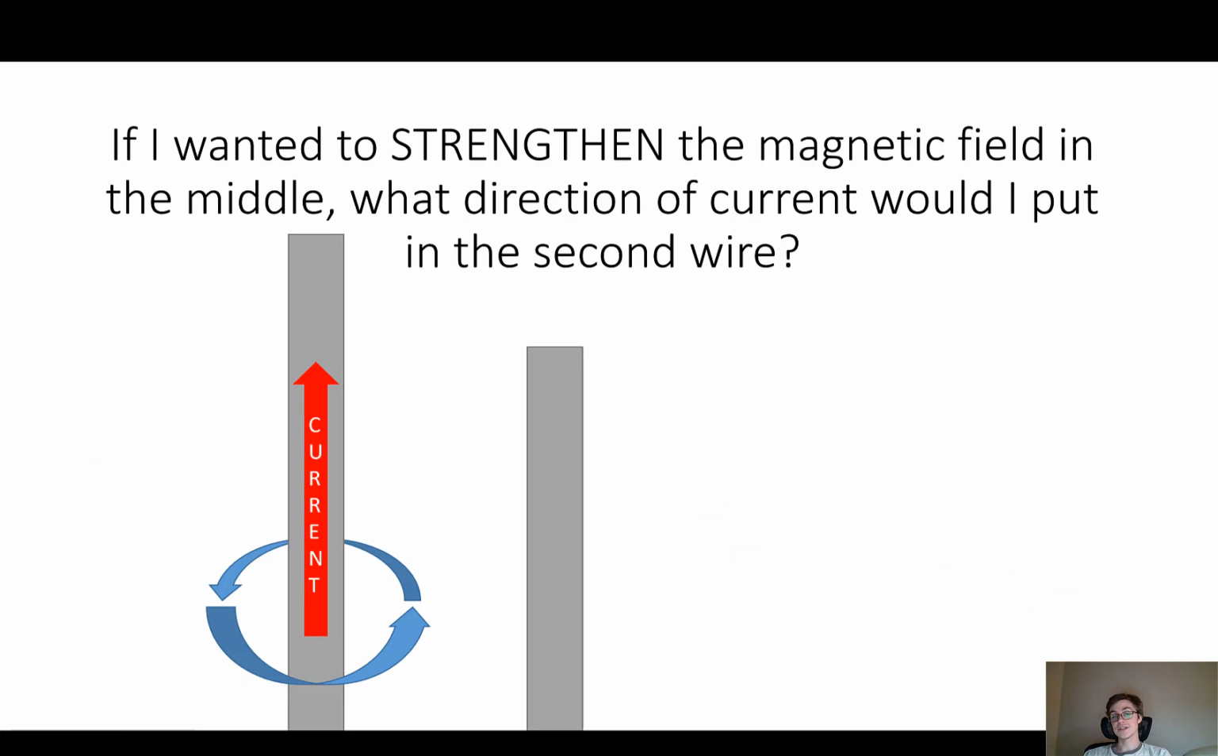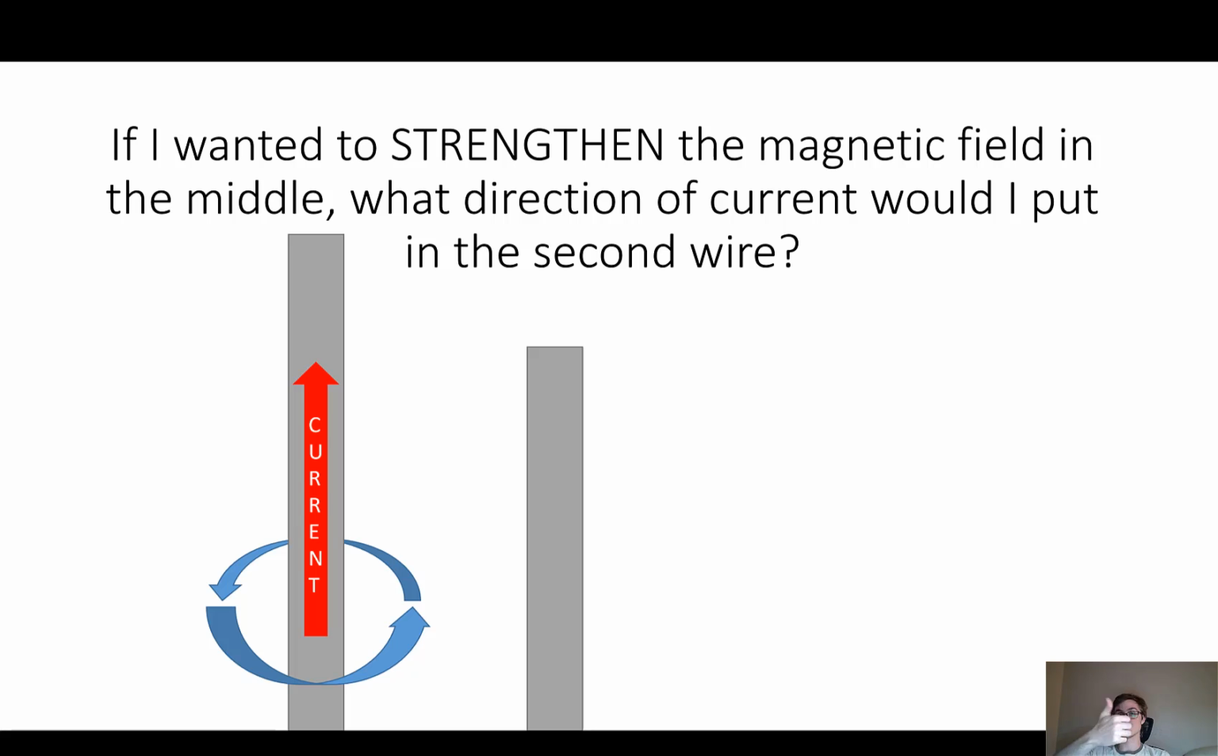So here's another thought experiment. Let's say I have current running through a wire, and it's creating a circular magnetic field. Now in the middle, right there, between the two wires, you can see that the arrow is going into the screen. So if I want to strengthen this magnetic field and make another arrow also go into the screen, which direction should that second wire have its current be flowing in? Should it be going up or down?